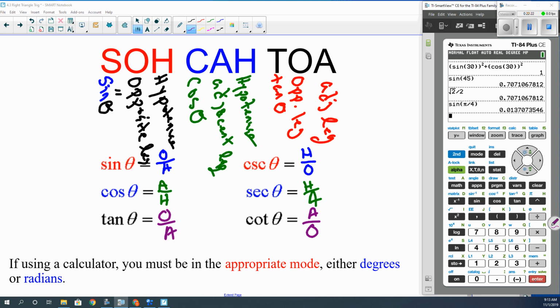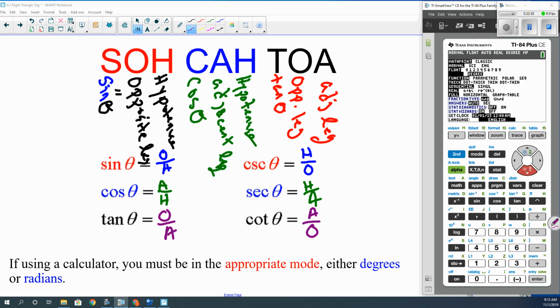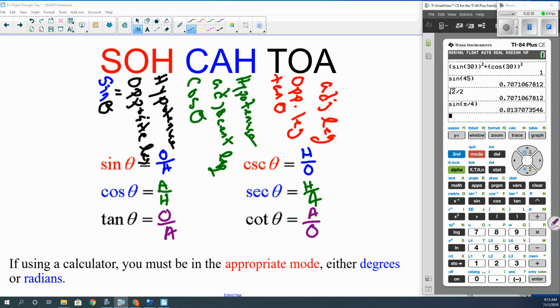I'm not going to get 0.7. I get 0.013. But if I change my mode over into the appropriate mode of radians, now if I do sine of pi fourths, I should get the correct answer of 0.7. And I do. Okay. So it doesn't matter if they give you angle measurements in degrees or radians, as long as your calculator is set to the appropriate mode, the answer should be the same. But if you're in the wrong mode, you will get the wrong answer.